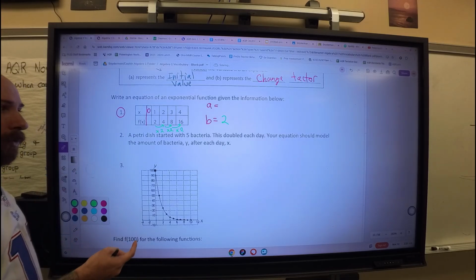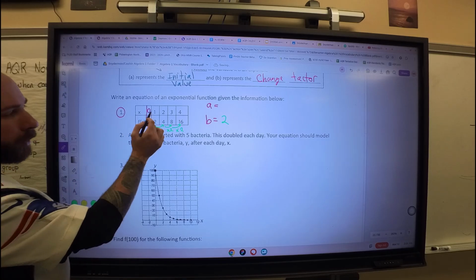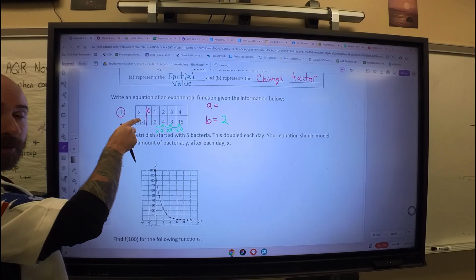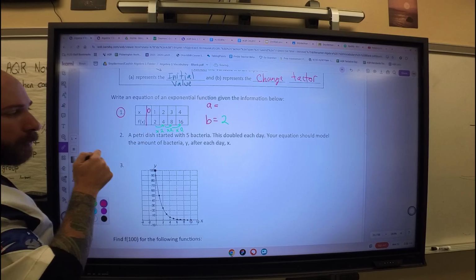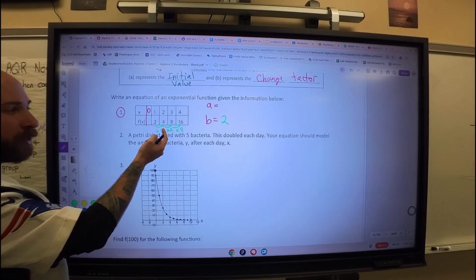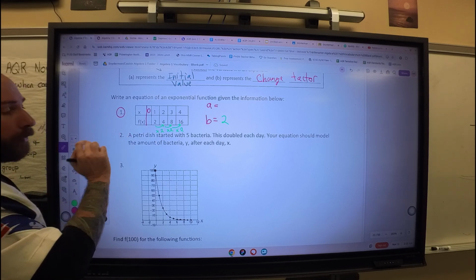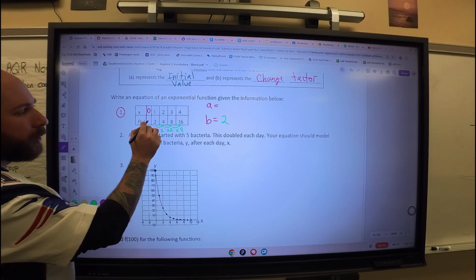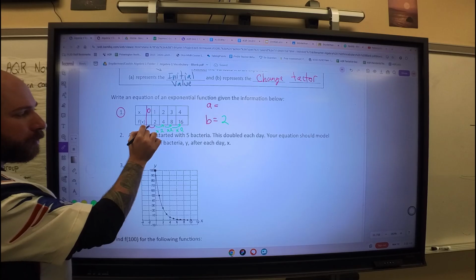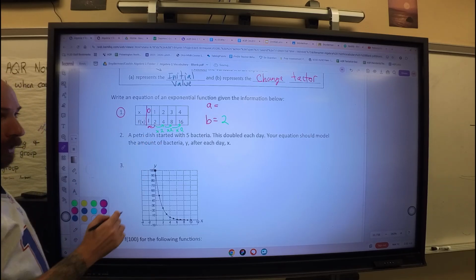Now, to find our a, you see how we're looking one less than this first point that we have here. So instead of multiplying by 2, I'm going to do the opposite, and I'm going to divide by 2, or multiply by a half. And we'll get to that later on. So if we divide by 2 to go backwards, that tells us our value of a is going to be 1.